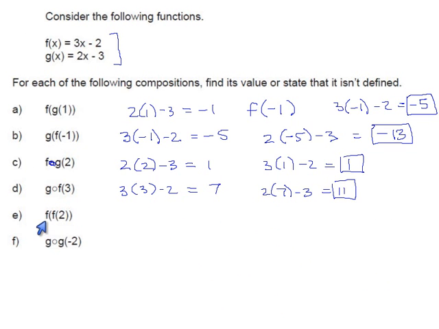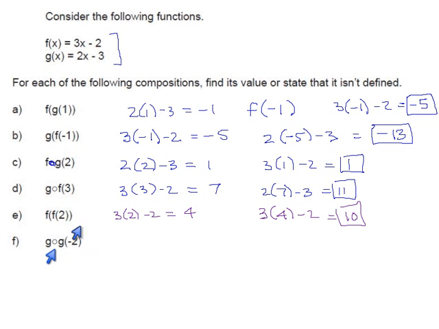Two more. f of f of 2. So take 2, put it through function f. When you're done, put it through function f again. All right, easy enough. Start with 2. 3 times 2 minus 2 is 4. Now take 4 and run it through function f again. So function f is triple it, then subtract 2. You take 2, triple, subtract 2, you get 4. Take 4, triple, subtract 2, and you come out with 10, I believe.